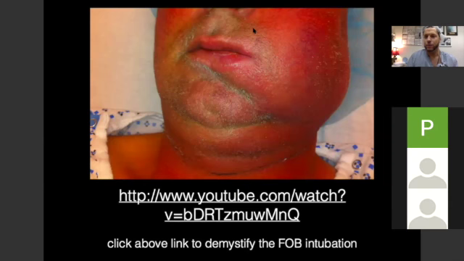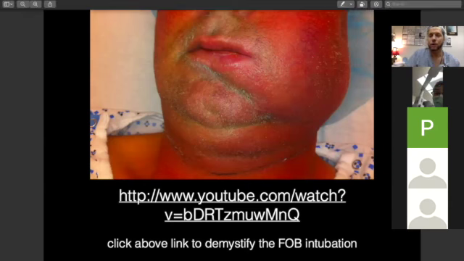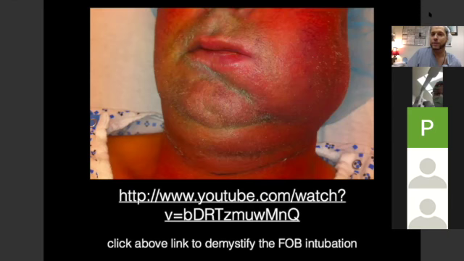So the reason we do awake fiber optic intubation is for patients that we're not sure if we can ventilate. So this patient in the picture here, right? This is a very common situation. This is probably some submandibular abscess. And if you induce this patient with general anesthesia, and you go to open their mouth and they have trismus and you can't open their mouth, where are you going to go from there, right? And so the key is to not induce this patient.